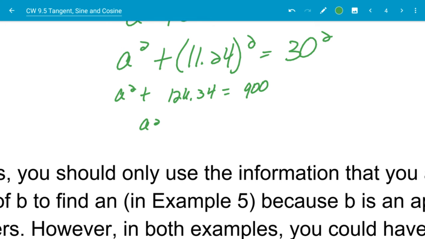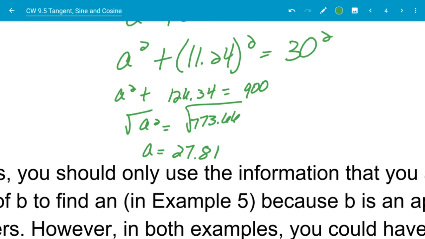So then for a squared, I'm going to subtract 126.34 from both sides. So 900 minus 126.34 gives me 773.66. I have to take the square root of both sides. So a is equal to the square root of 773.66, which gives me 27.814.